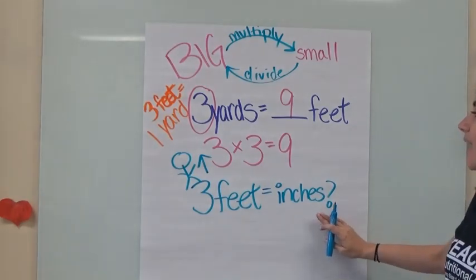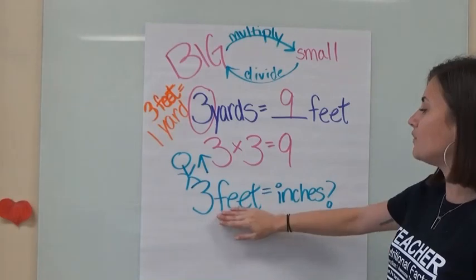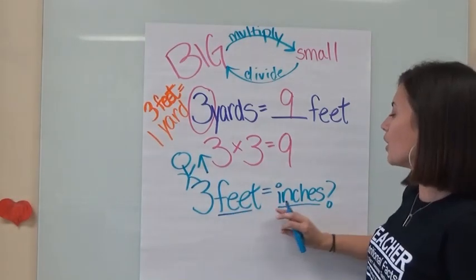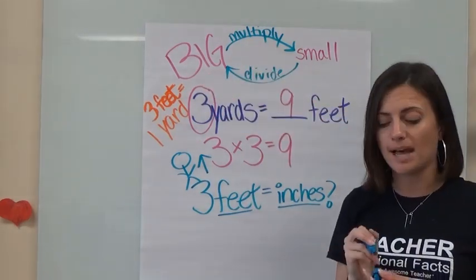So to solve that, I need to first look at my conversions, and I'm going to see, okay, feet are bigger than inches. These are my 2 units. Feet are bigger than inches, so I'm going from big to small. I'm going to have to multiply.